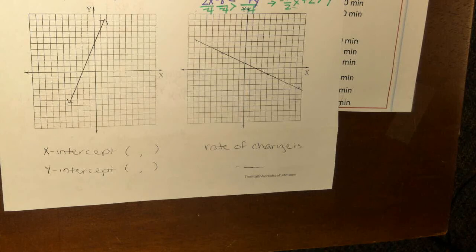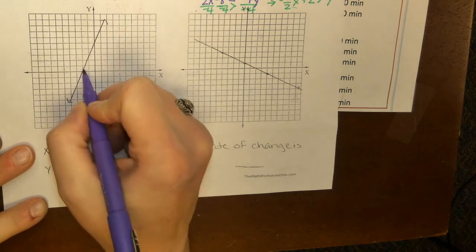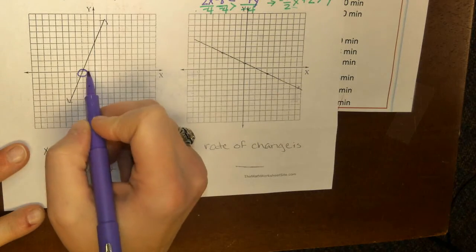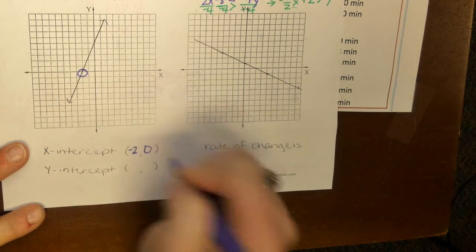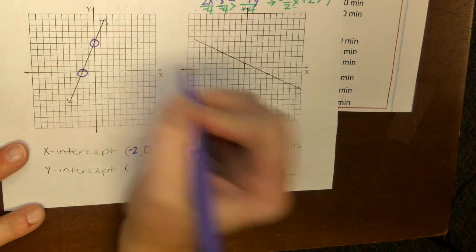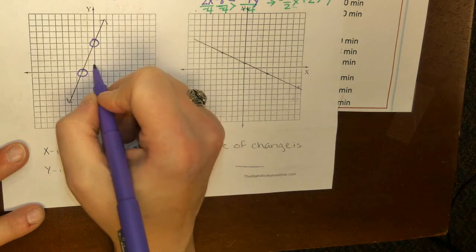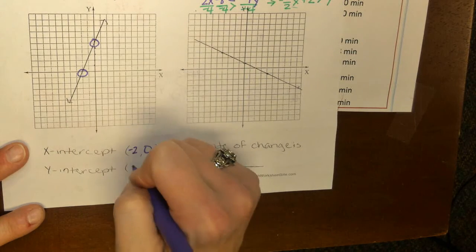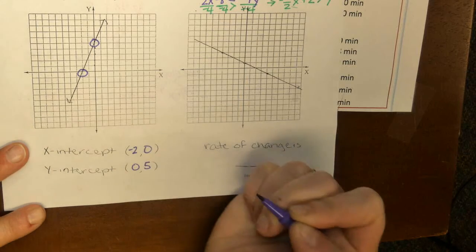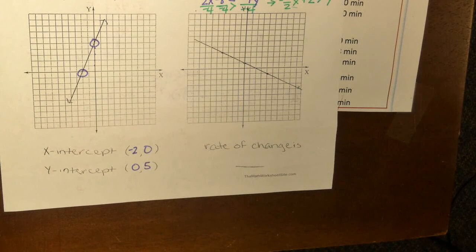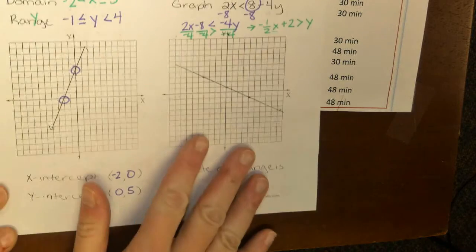Here, look at this line and tell me where it crosses the x-axis. Crosses the x-axis right here at -2, 0, and it crosses the y-axis at 1, 2, 3, 4, 5, and the x is 0. Okay, that one was pretty easy.